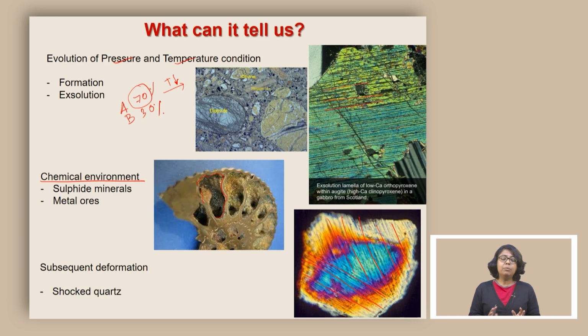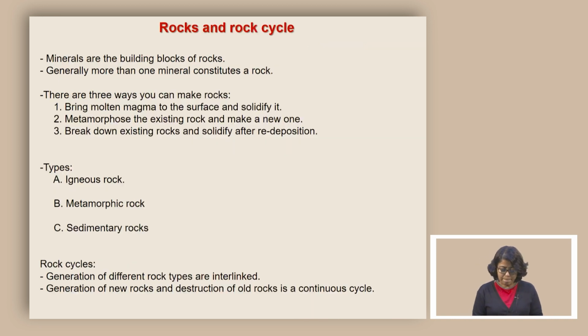Now, we learned a little bit about minerals. Minerals are the building blocks of rocks. Now, generally more than one mineral constitutes a rock. If there is a rock which is made up of only one single mineral, then it is called a monomineralic rock. But generally again it is not always common. We find rocks where there are multiple minerals.